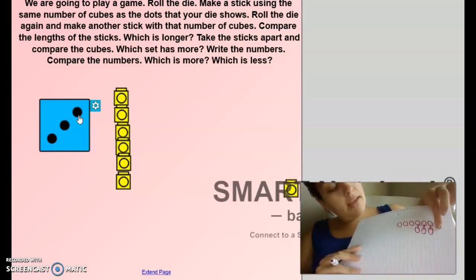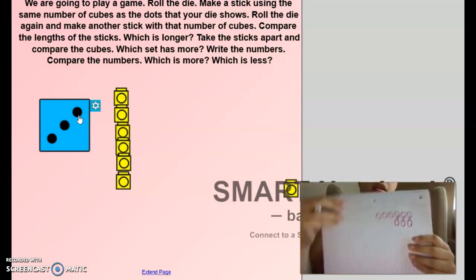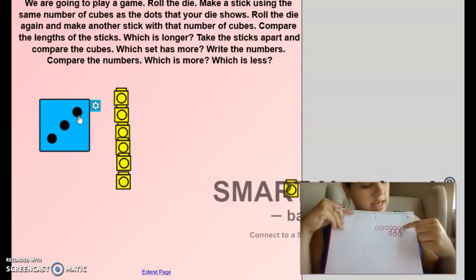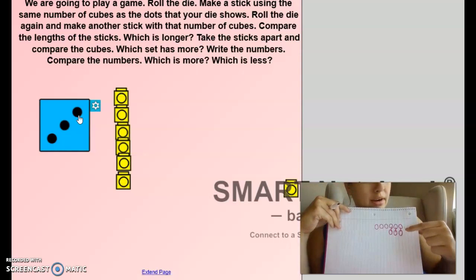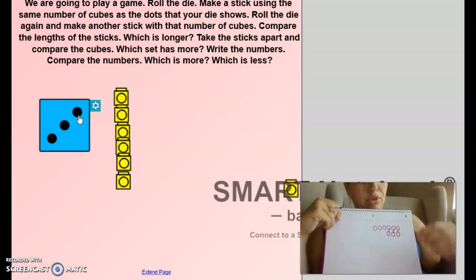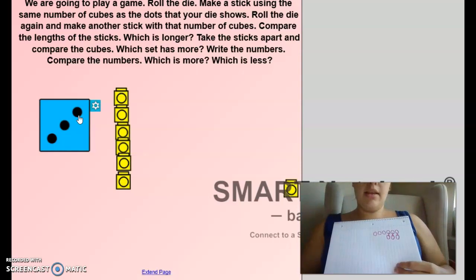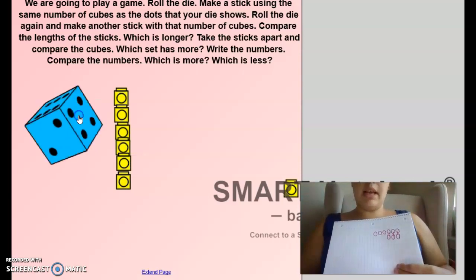So to make the bottom chain of circles the same as the top chain, I would need to add 3 more circles. But the top row is longer than the bottom row by 3 circles. Okay, so 6 is bigger than 3. Let's do this two more times.